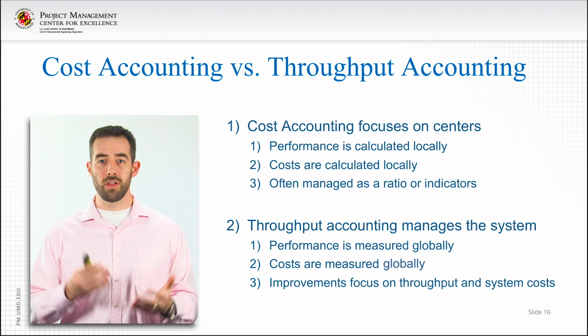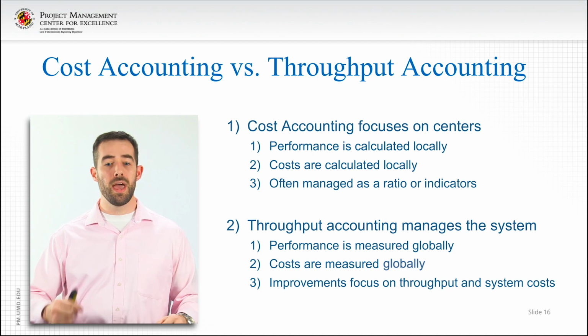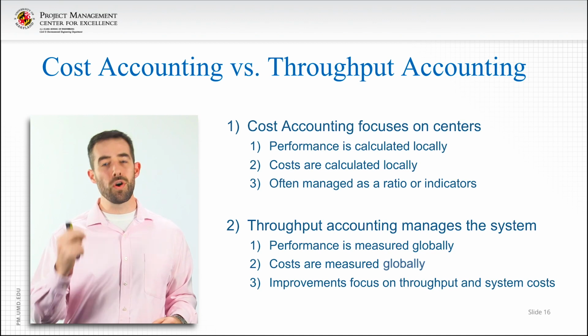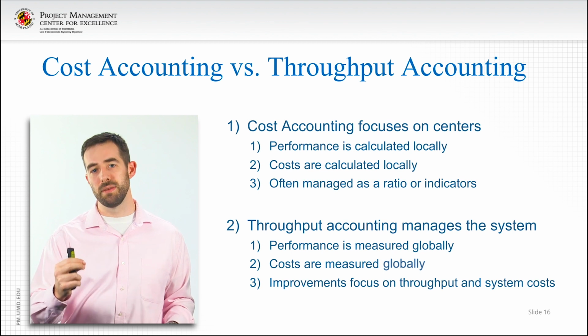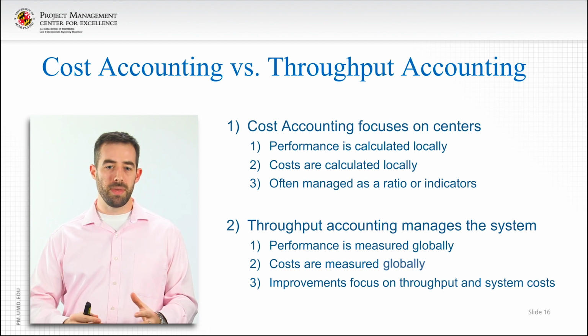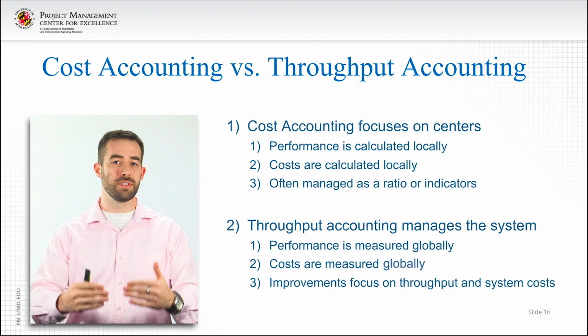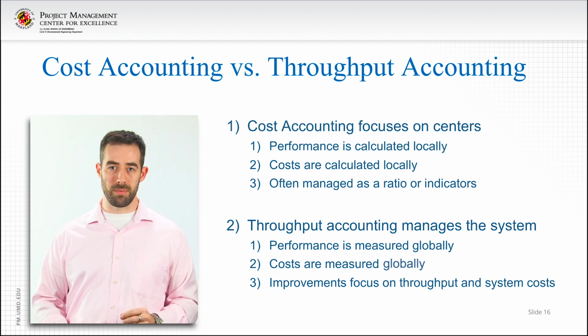Costs are measured globally, throughput is measured globally, and what we do is we improve by focusing on the parts of the system that are constraining throughput. Because if we can unleash throughput, we'll oftentimes lower costs and we'll definitely make more money through revenue.